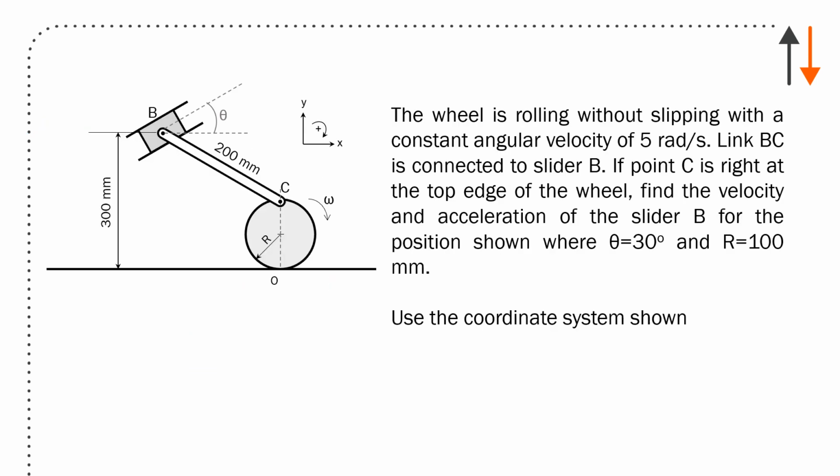Finally, or not finally, there's two more questions. The wheel is rolling without slip with a constant angular velocity of 5 rad/s. Link BC is connected to slider B. So this link right here is connected to the slider B. Point C is right at the top edge of the wheel. Find the velocity and acceleration of slider B for the position shown where theta is equal to 30 degrees and r equals 100 millimeters. Use the coordinate system shown.